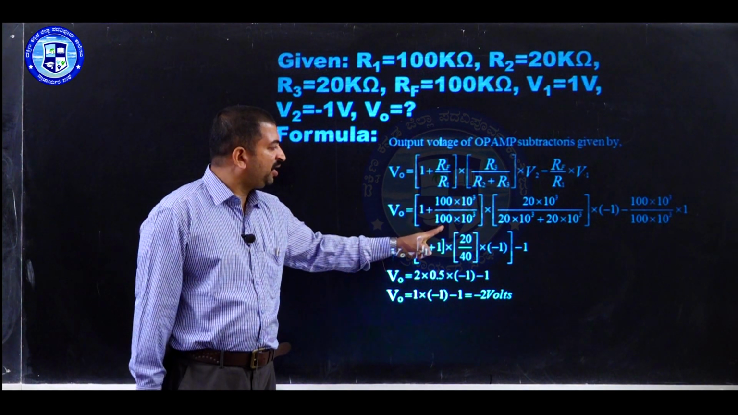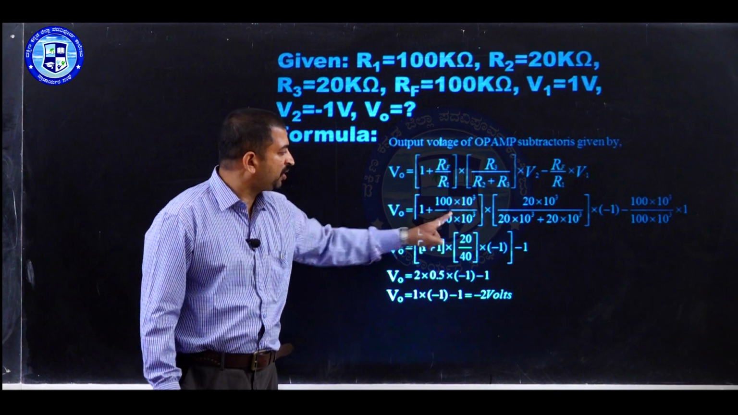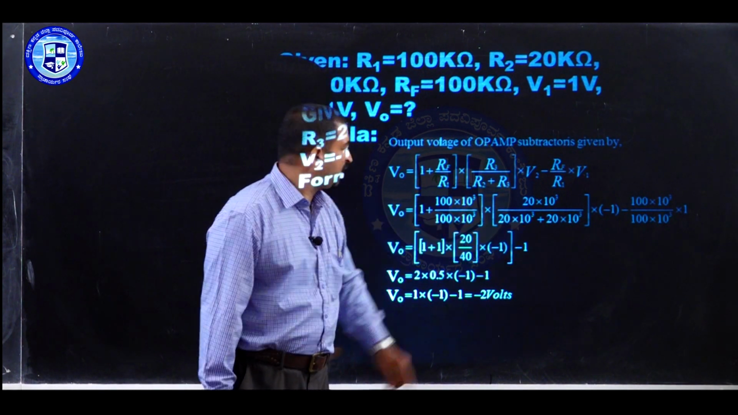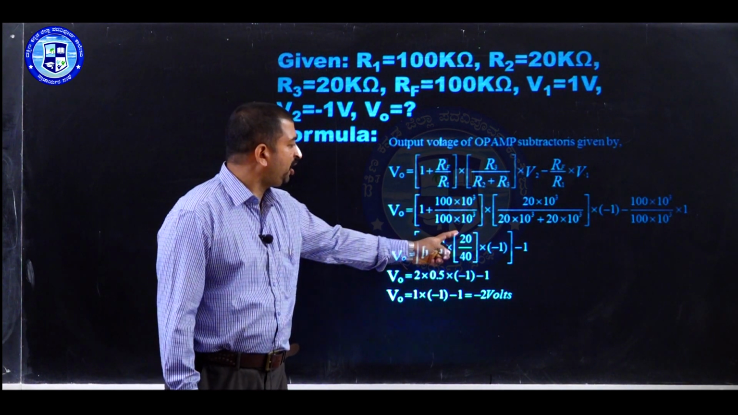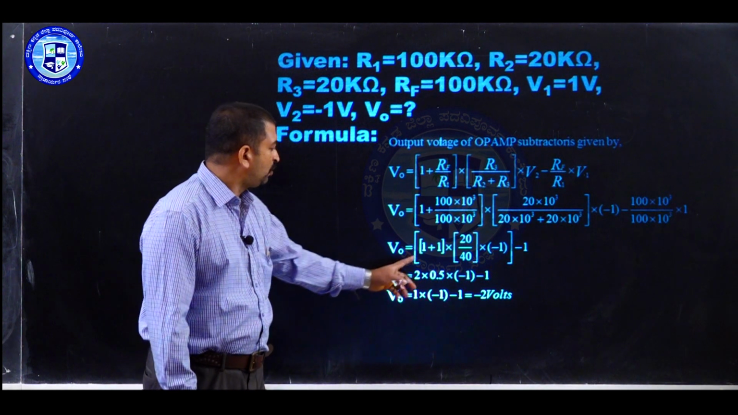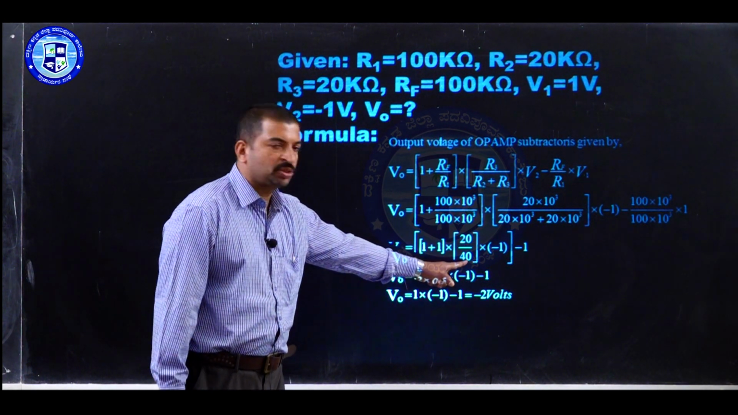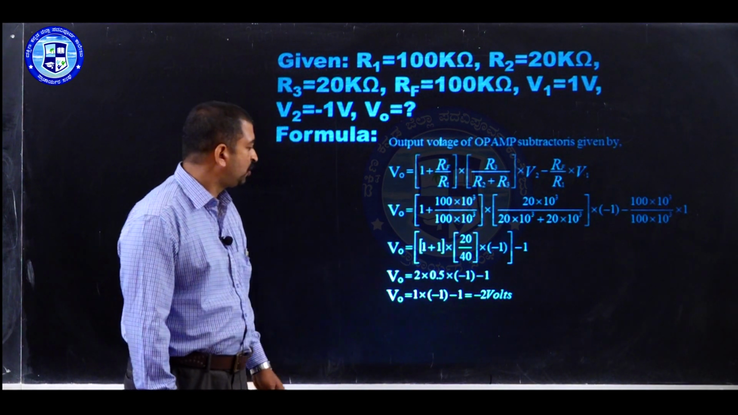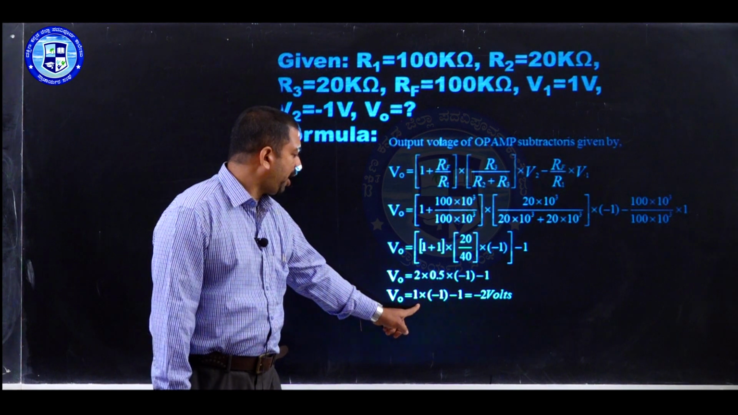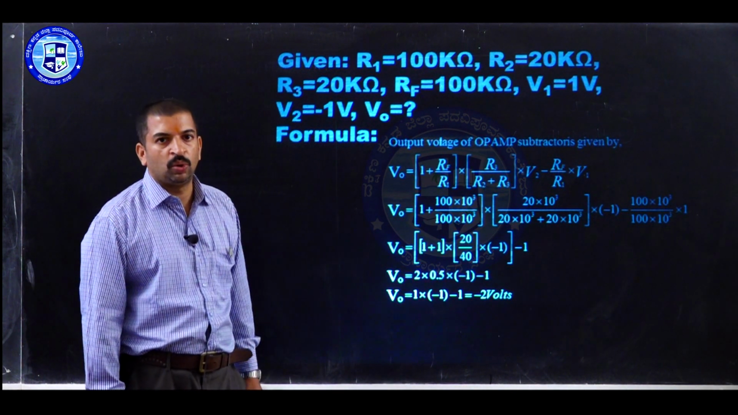Now RF by R1 is equal to 1 because 100k by 100k is equal to 1. So 1 plus 1 is 2. Now 20k divided by 20k plus 20k becomes 20 divided by 40, which is 1 by 2. So the 2 cancels. So we get the expression V naught equal to 1 minus 1 minus 1, that is equal to minus 2 volts.